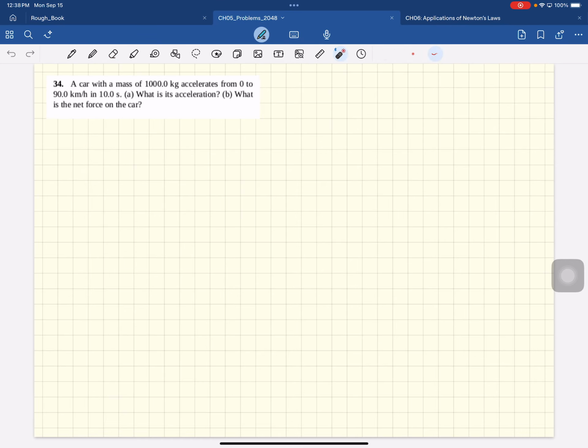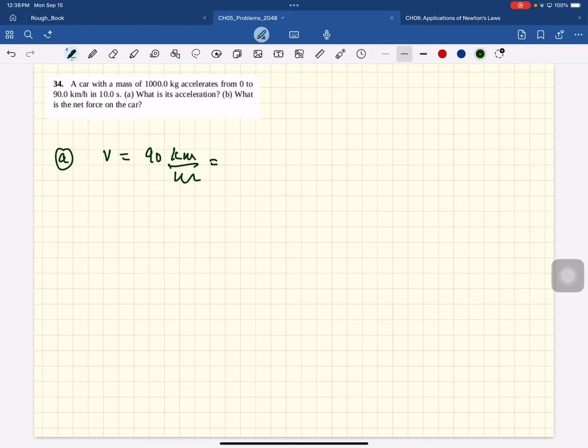All right, so this problem says a car with a mass of 1,000 kg accelerates from 0 to 90 kilometers per hour in 10 seconds. We'll calculate its acceleration and the net force on the car. So the final velocity is 90 kilometers per hour, and we need to convert this speed to meters per second first.